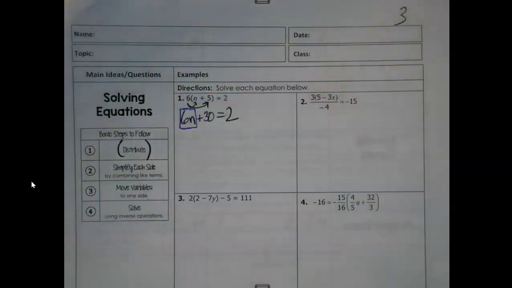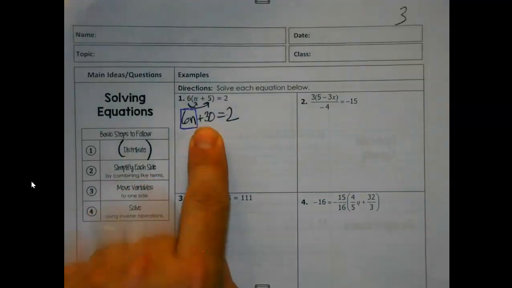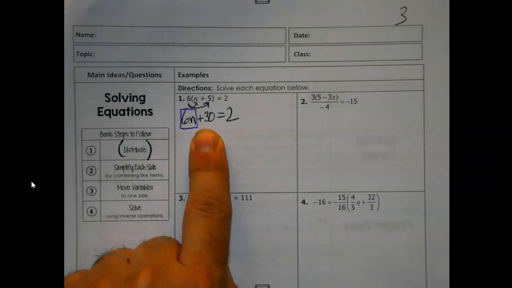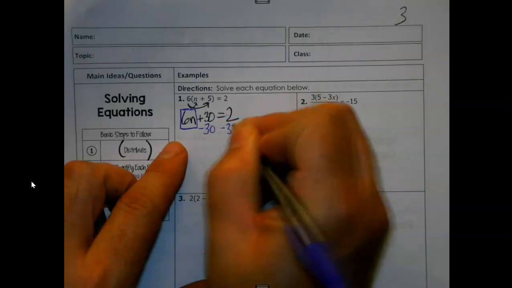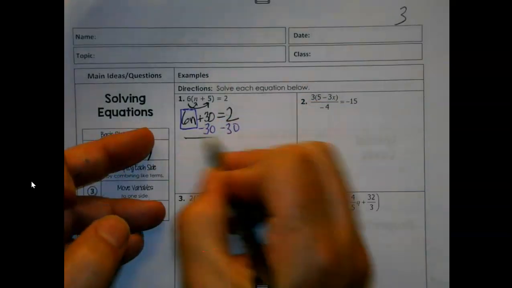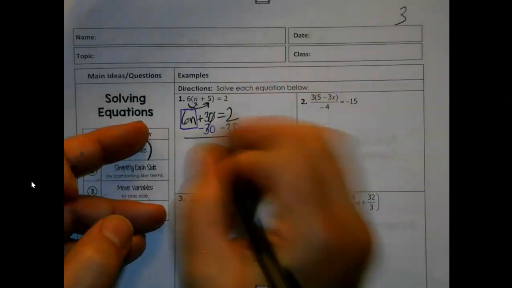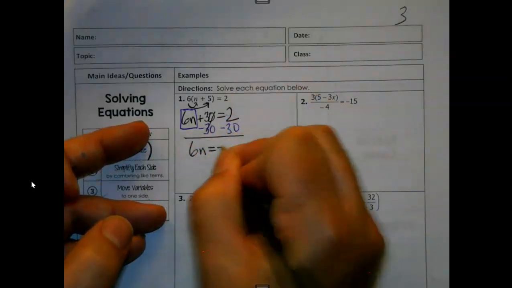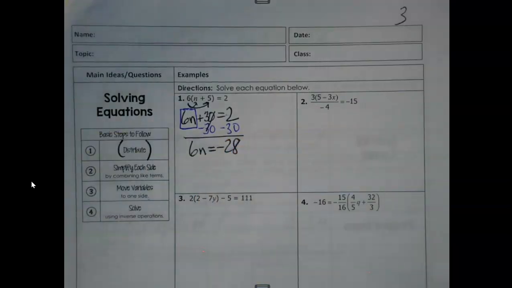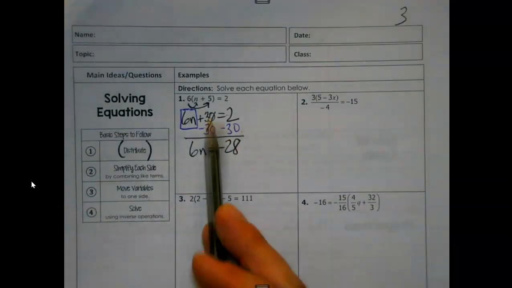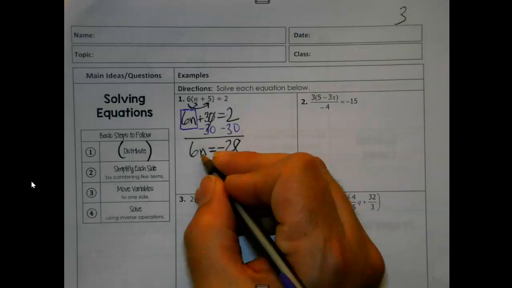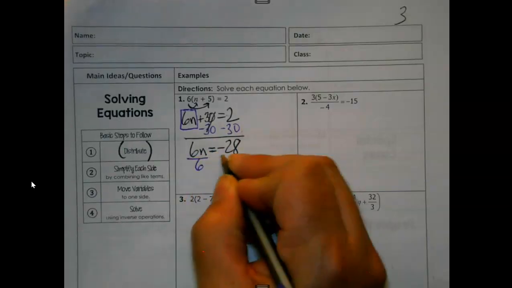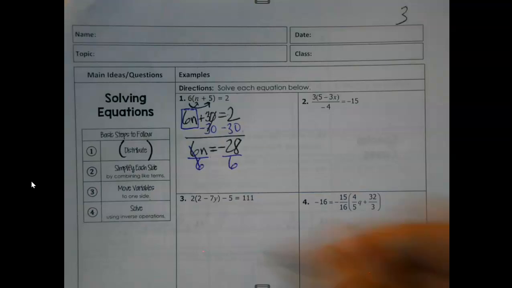Okay. So my job now is to start working on getting n alone. But this plus 30 is in my way. So what's the opposite going to be? Okay, so we're going to subtract 30. And as we do this, I'm going to chat a little bit about what we're going to be looking at as far as work goes or answers. If some of you are like, I know it's minus 30, can I just go from here to here? Yes, that's fine. And then finally, to get n by itself, we do the opposite of multiplying by 6.